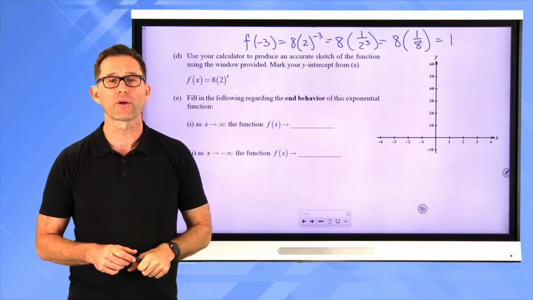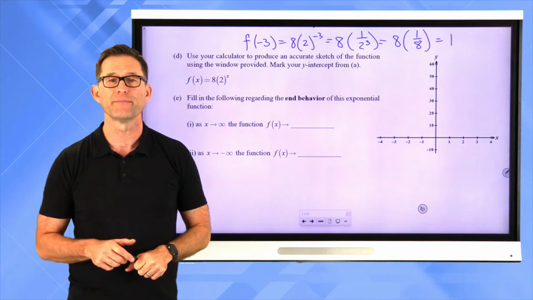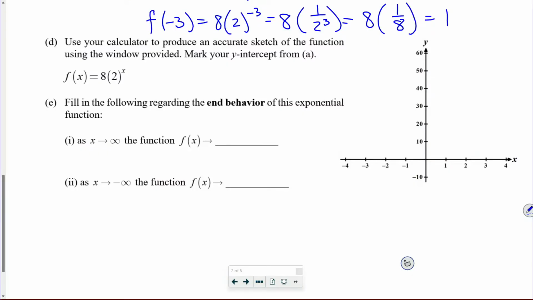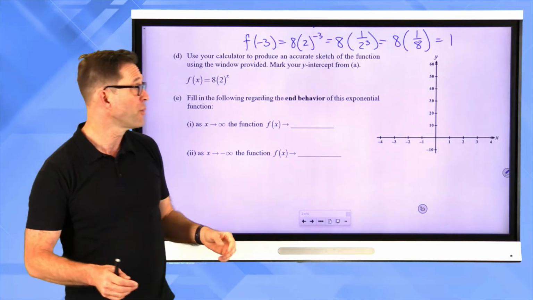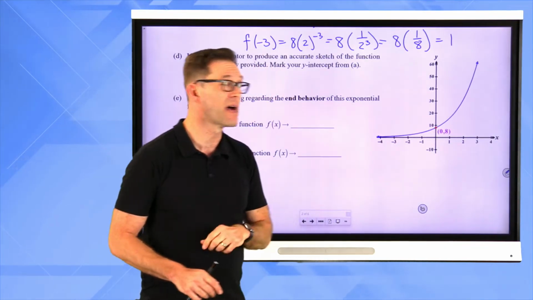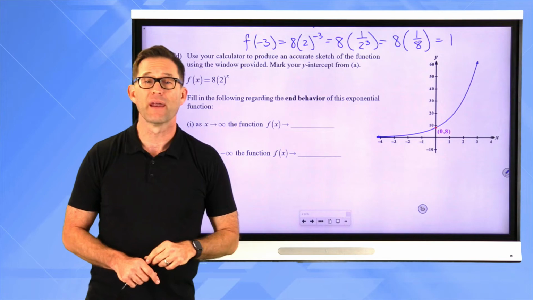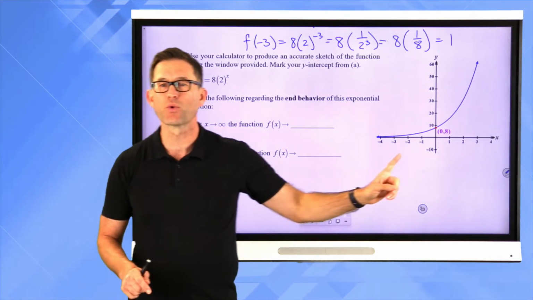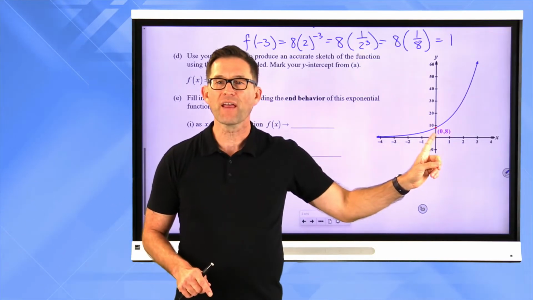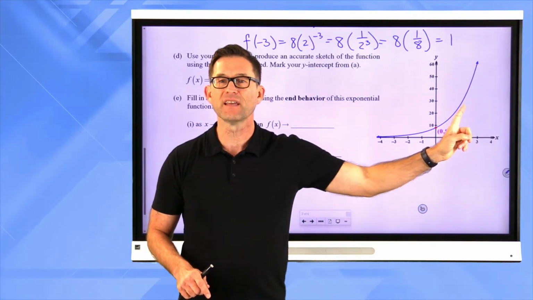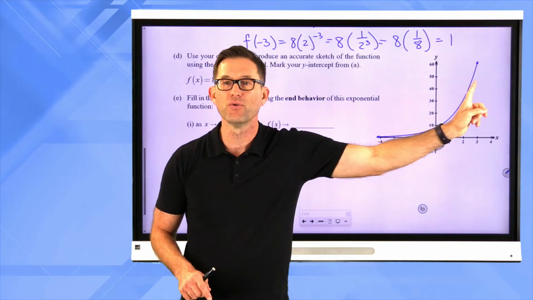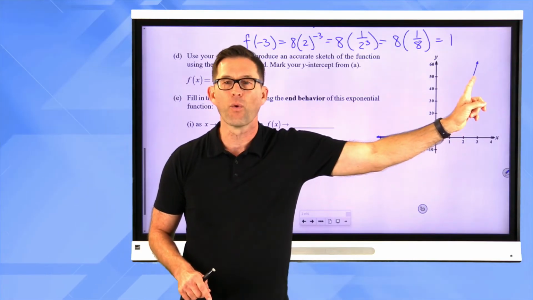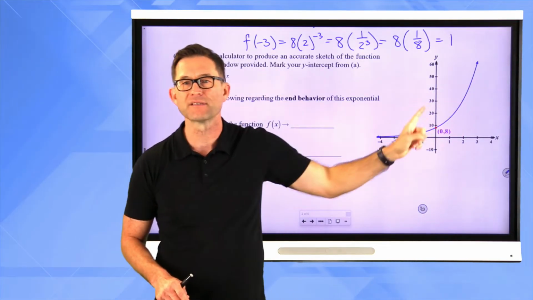Please make sure to mark your y-intercept from letter A. All right, well, if we put this in our graphing calculator, we use that as our window, we're going to end up getting a graph that looks like that. And again, it makes sense. As we're moving in this direction, we're taking that 8, doubling it and getting 16, doubling it again and getting 32, doubling it again and getting 64. After that, it would be 128, etc.